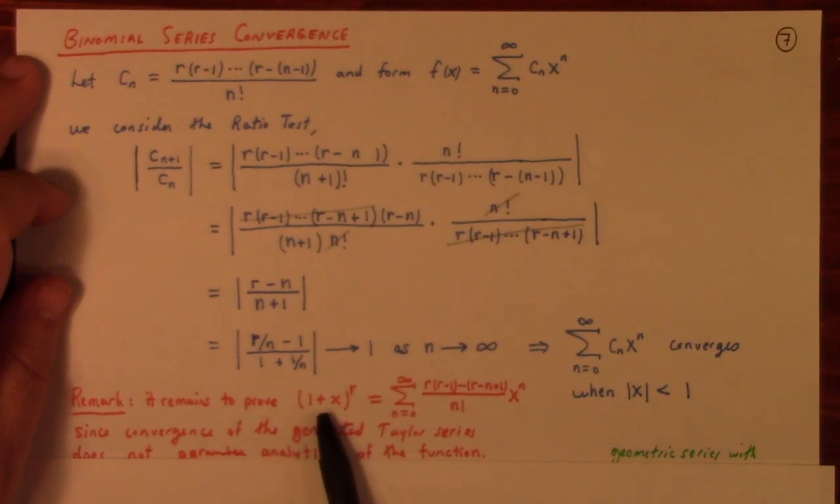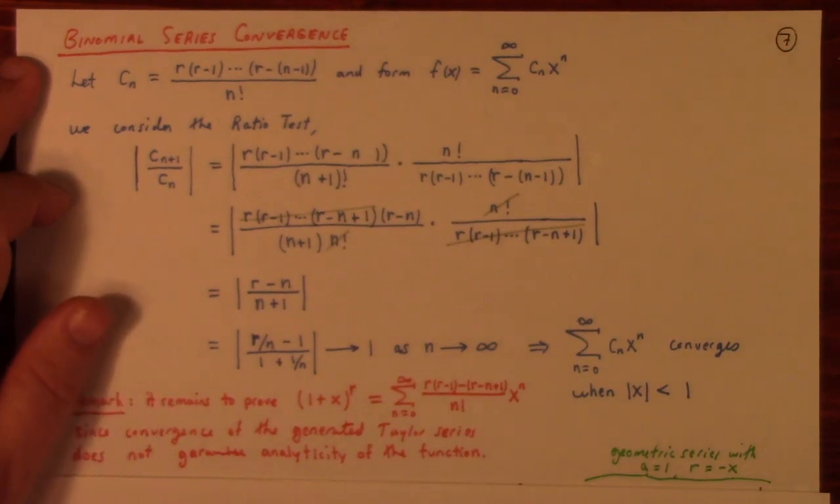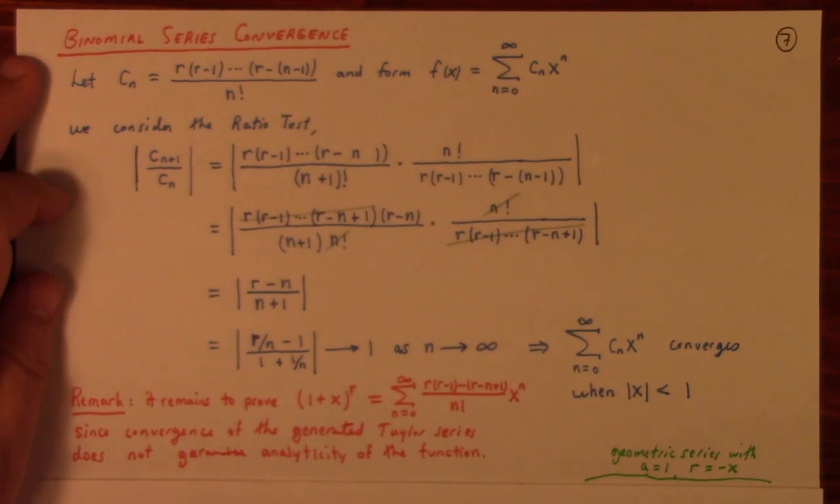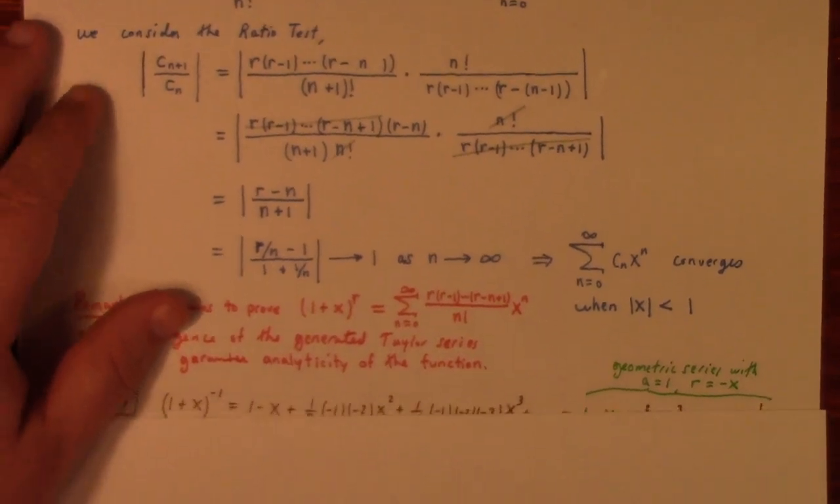To prove that this is equal to that, you have to show that the remainder goes to 0, which is something we almost never do in calculus 2. But to be fussy, you can have a function which has a Taylor series which doesn't represent it, even though the Taylor series converges. But anyway, I leave that for another course you take in analysis, perhaps. And here's just an example to finish things up here.